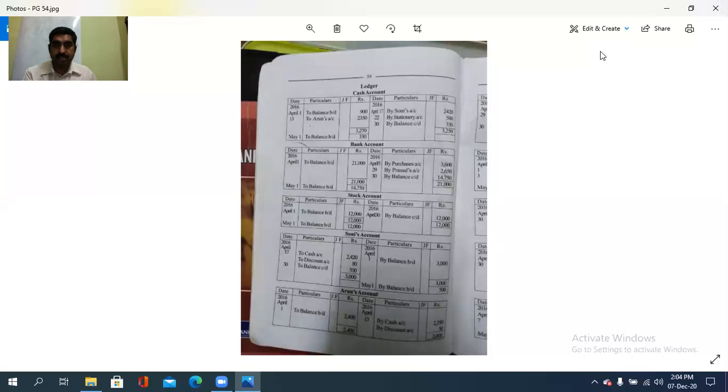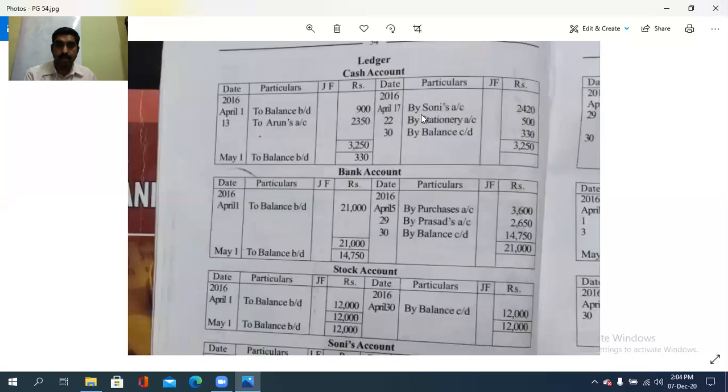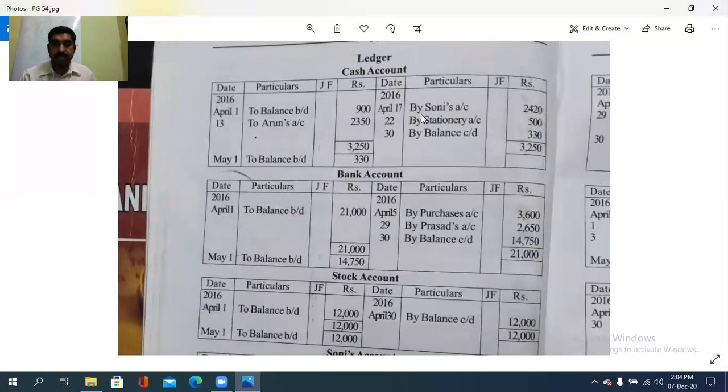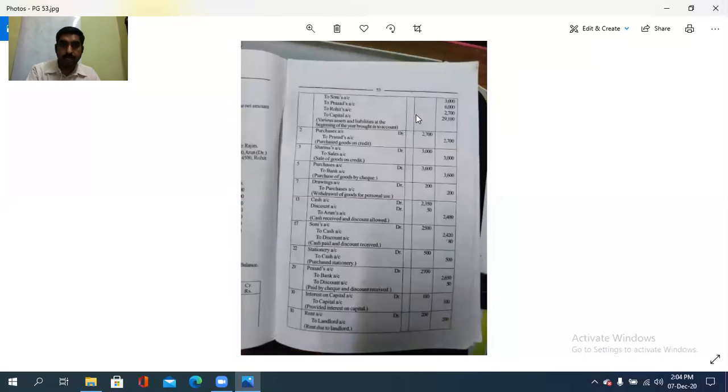See, that is the case. Then next entry, what? To Arun's account. What is the entry? Arun debtor to cash. Sorry, cash account debtor to Arun. That is 2350. Whatever the transaction, see, in this way, purchase account debtor to Prasad. Purchase account debit side to Prasad. Prasad's credit side by purchases.